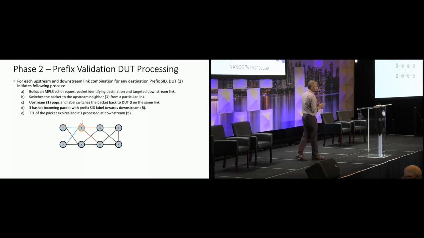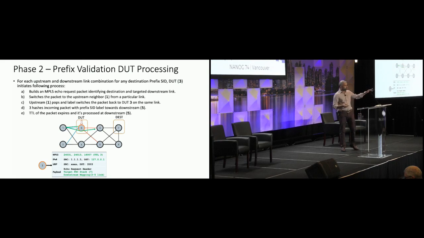So here we have, for each upstream and downstream combination, the DUT, in this case, the device under test, node 3, it will build a packet, an LSP echo request packet, because that's what we use for this one. That will go to our upstream neighbor, comes back to us, and then expires at an immediate downstream neighbor. And we can set the TTL to 3 to make sure that way, the packet doesn't go beyond one hop. We just go one hop up and then one hop down. And that way, we are just limited in this one. We don't have to worry about the scalability challenges of end-to-end mechanisms.